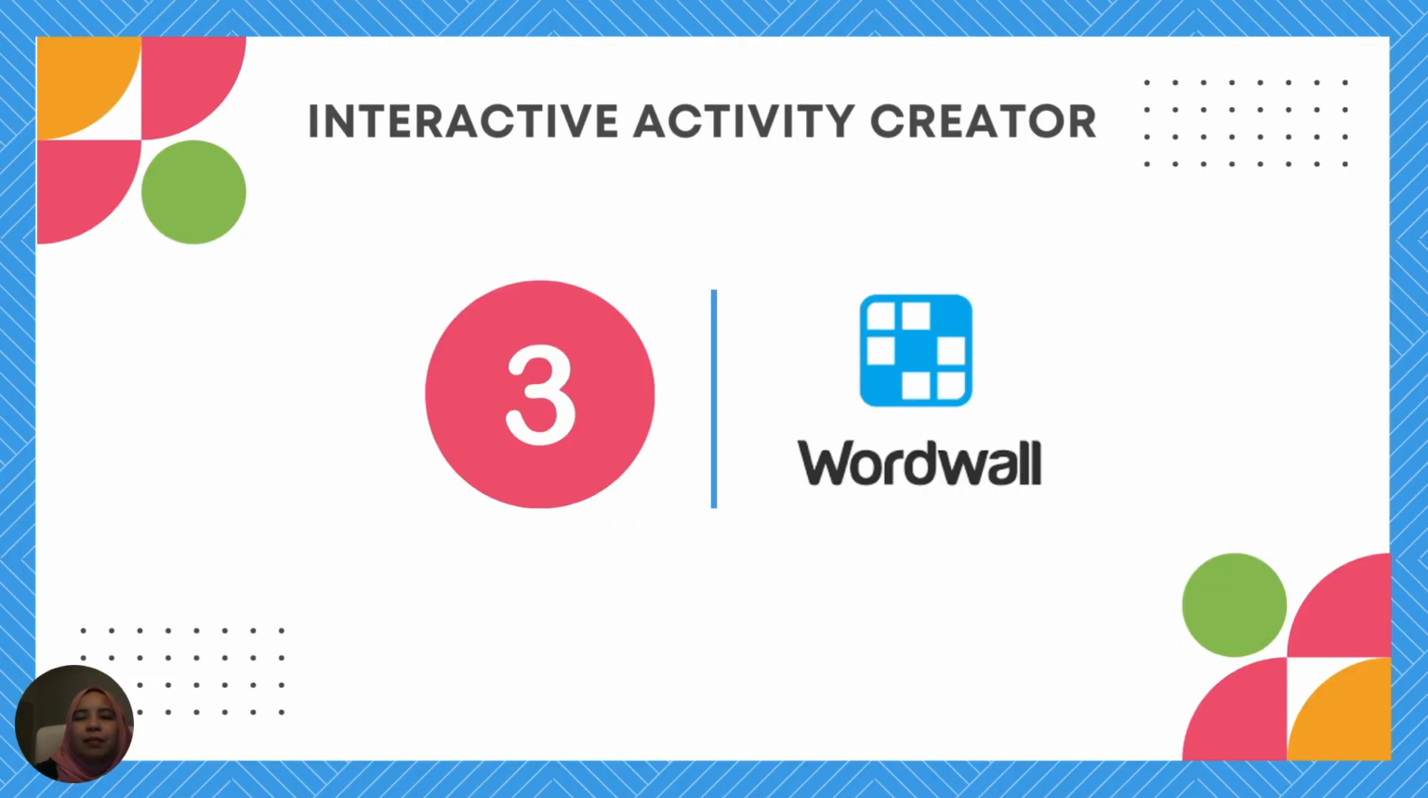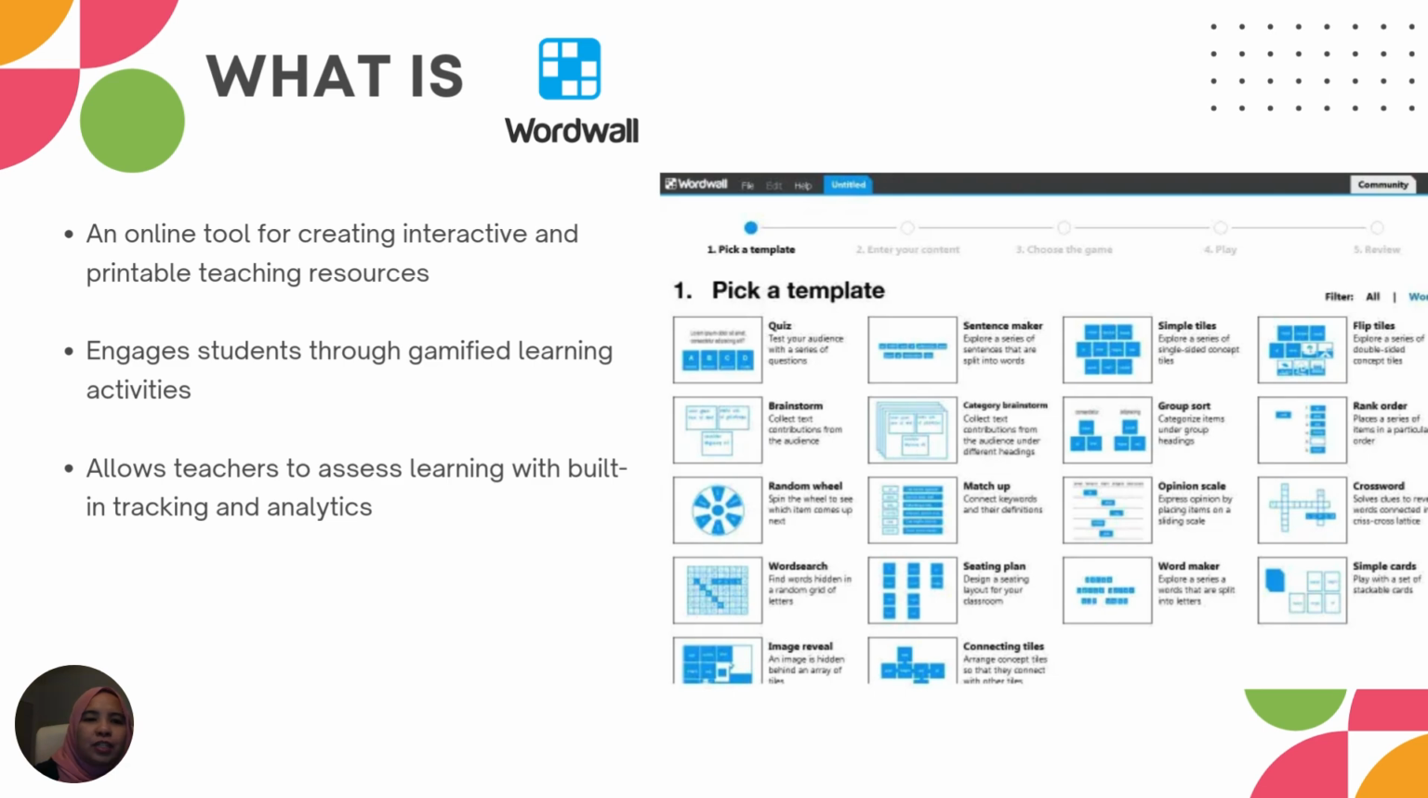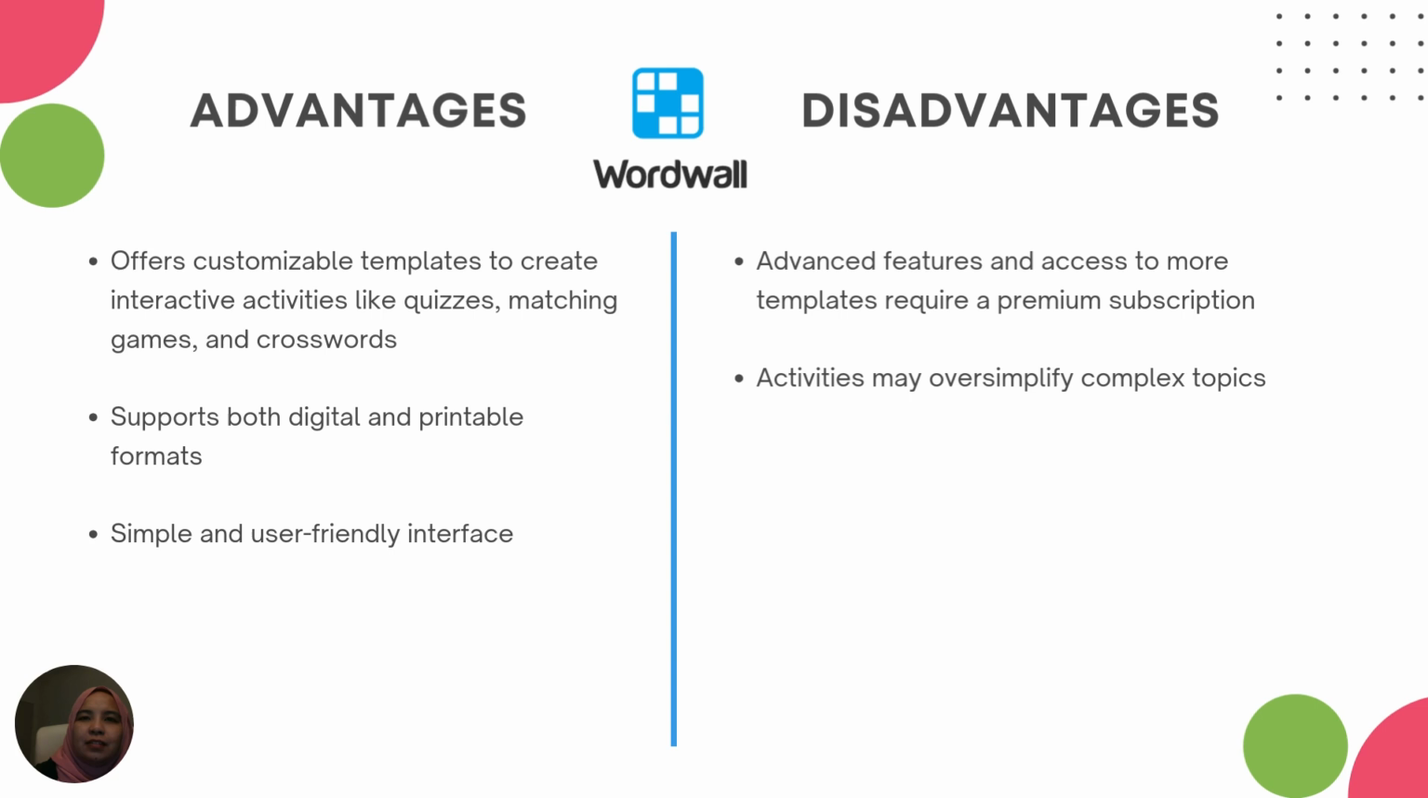Okay, the third app is Word Wall. So I think most teachers know what Word Wall is. So it's an online tool to create interactive and printable teaching resources, engages students through gamified learning activities, and allows teachers to assess learning because it has built-in tracking and analytics. So teachers can identify the weaker students.